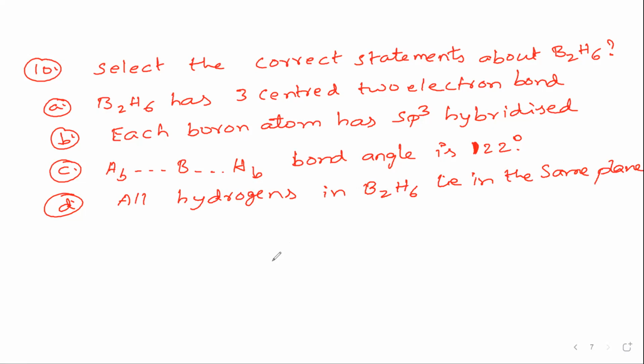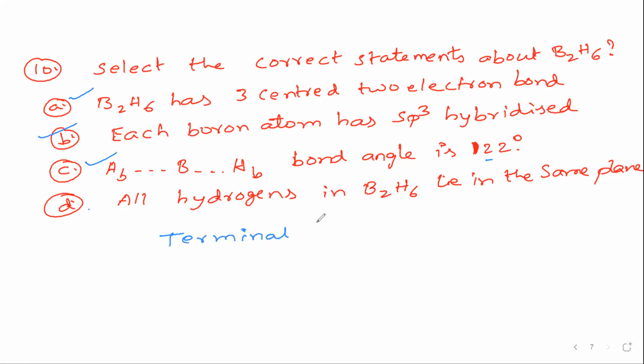This is also a previous advanced question. The right options are A, B, C. The correct statements are: it has three-centered two-electron bonds, each boron atom is sp3 hybridized, and the Hb bond angle is about 120 degrees. The fourth is wrong because only terminal hydrogens lie in the same plane.